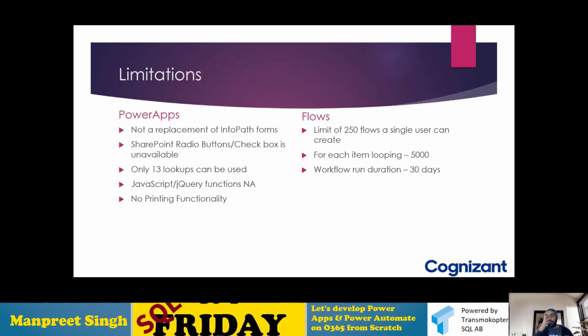The third limitation is that only 13 lookups can be used. Lookups in a way are like people picker fields. Lookup doesn't mean only cross-list lookup, it also means people picker fields, the normal use of it. You can use only 13 of them. If you cross 13, you start getting an error in the Power App, which is a little tangy. You will say 13 is a lot.